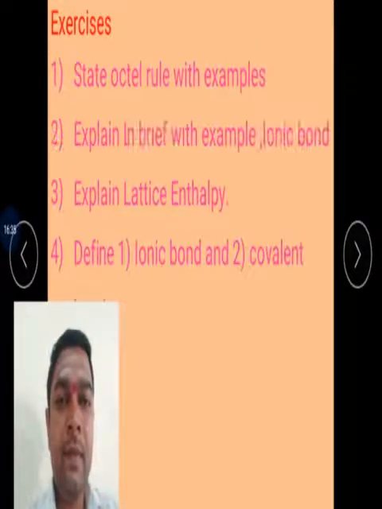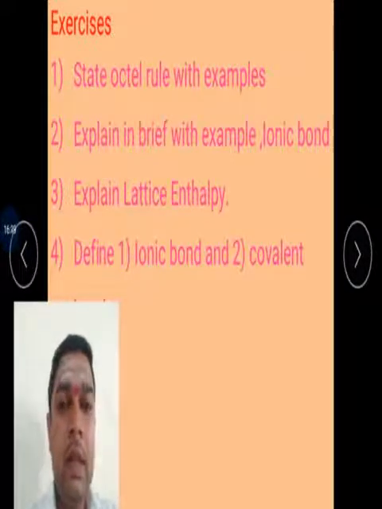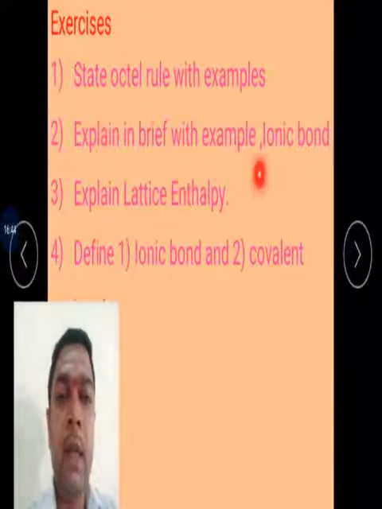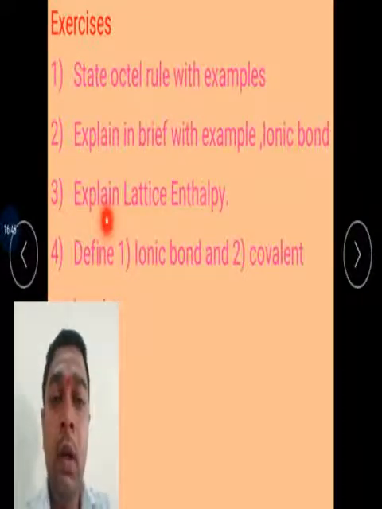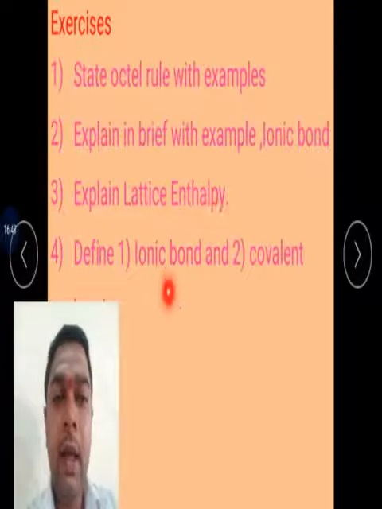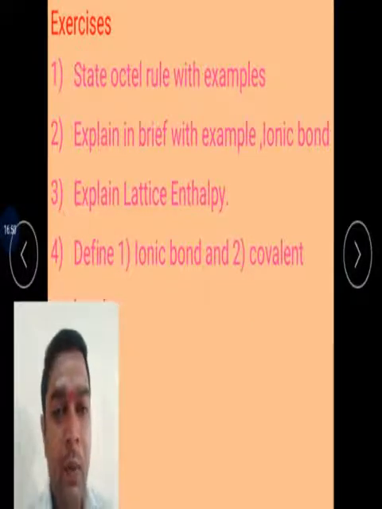Last is our exercise. Solve this exercise. State the octet rule with an example. Second, explain briefly with examples the ionic bond. Explain lattice enthalpy and define ionic bond and covalent bond.